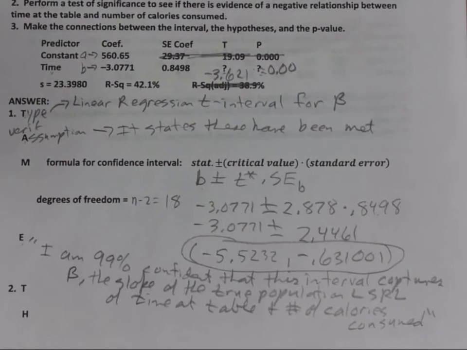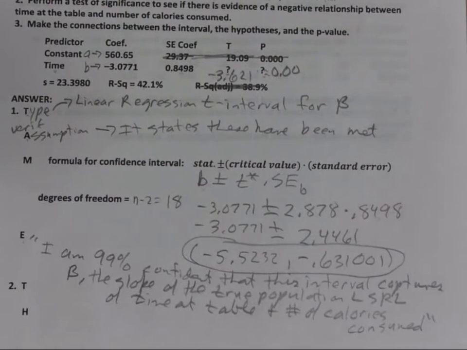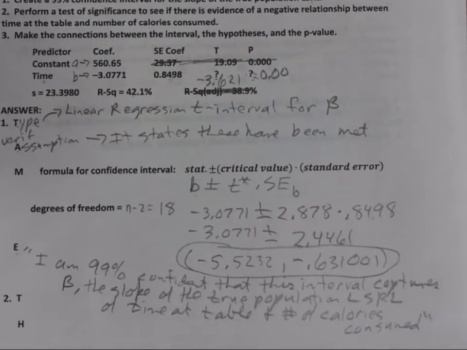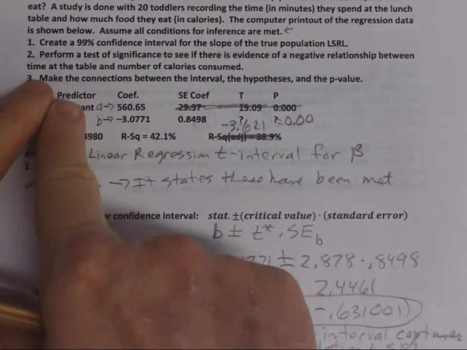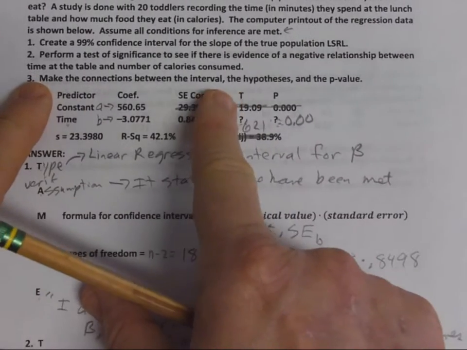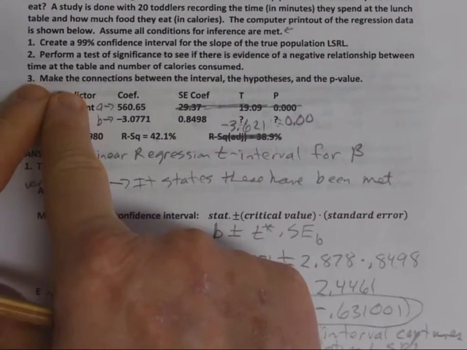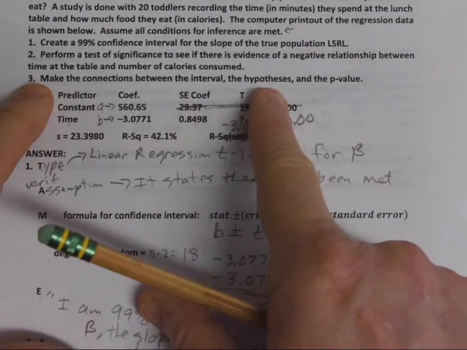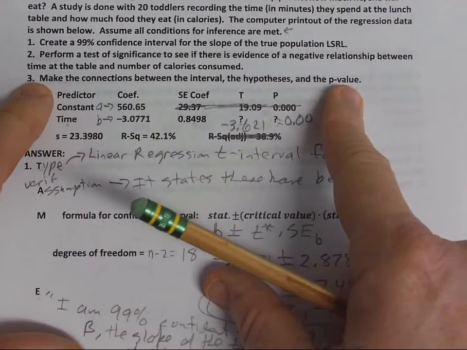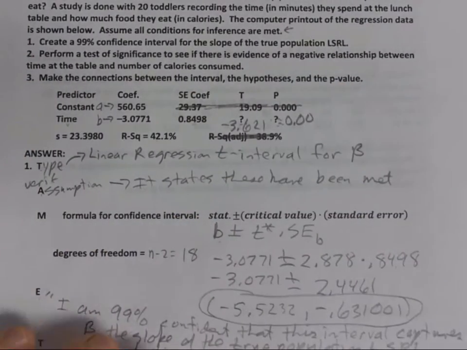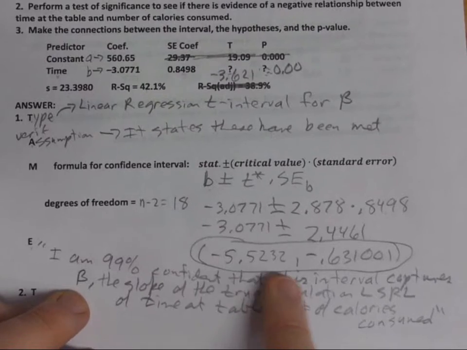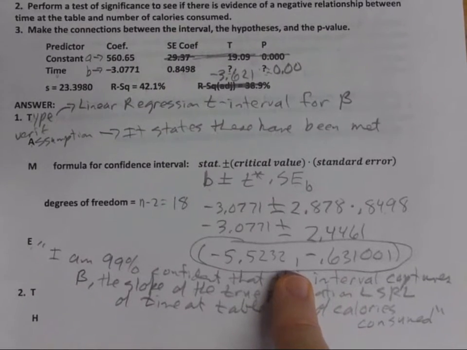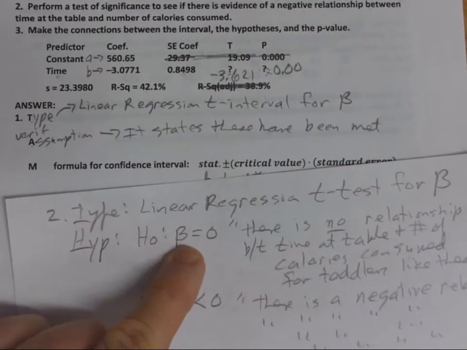All right, now the other thing. Number 3, I need to address number 3. This is always a very popular problem when you're dealing with intervals and when you're dealing with hypothesis testing. So make the connection between the interval, the hypotheses, and the p-value. Now, the connection is in essence going to be this: the hypothesized value. Remember, the hypothesized value is 0.